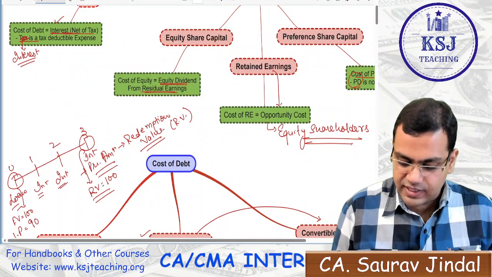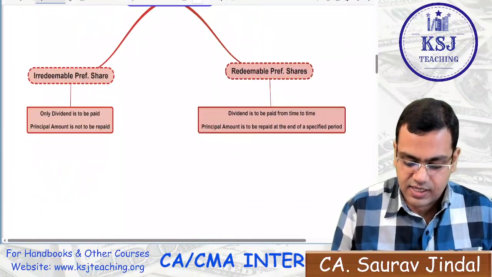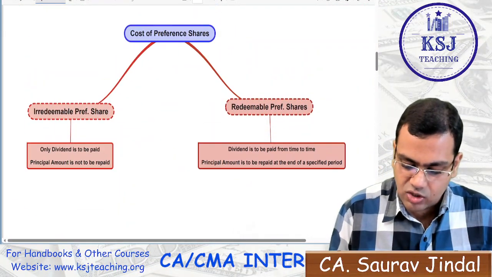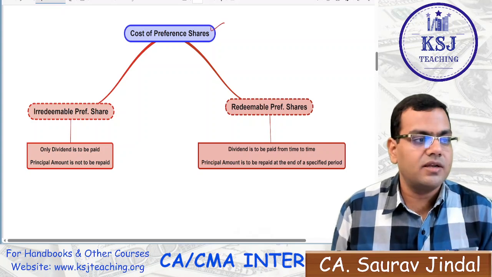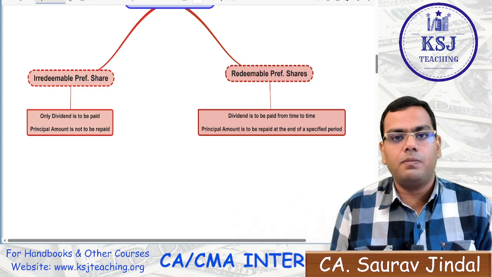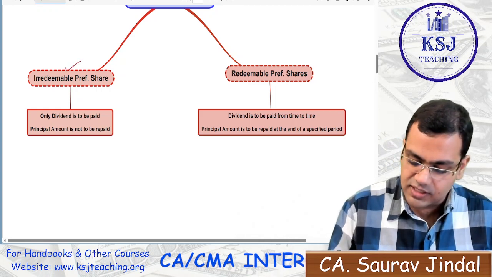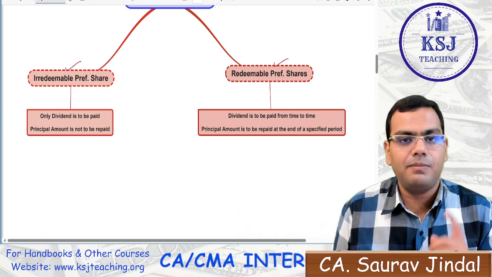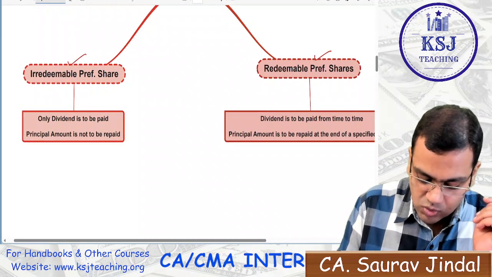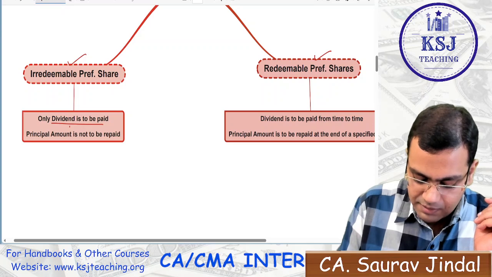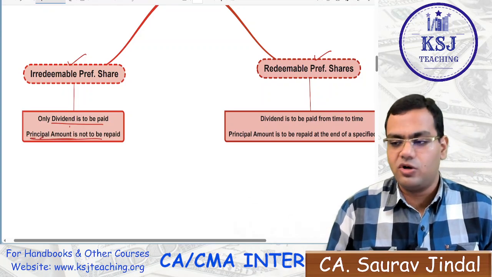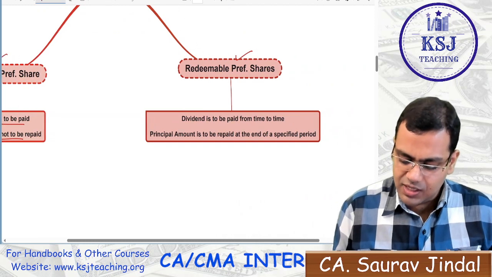Now moving on to the next segment, that is cost of preference shares, which is absolutely similar to cost of debt with a small change. What is the cost of preference shares? Again, it can be divided into two parts. One is the irredeemable preference shares and another one is the redeemable preference shares. In the irredeemable preference shares, only the dividend is to be paid. The principal amount of preference share is not to be repaid, right?